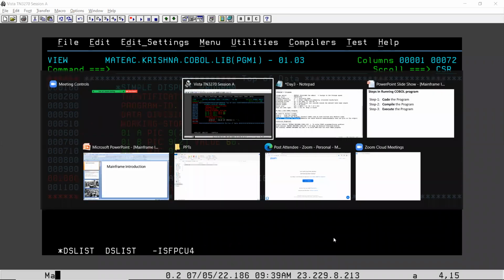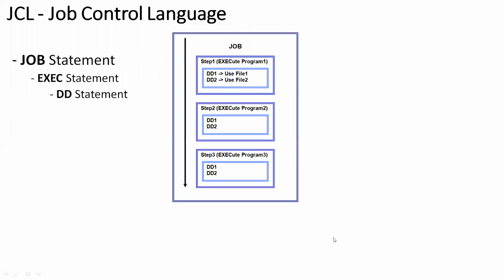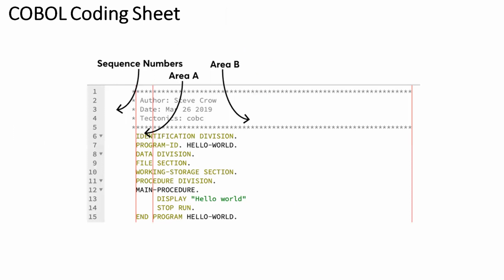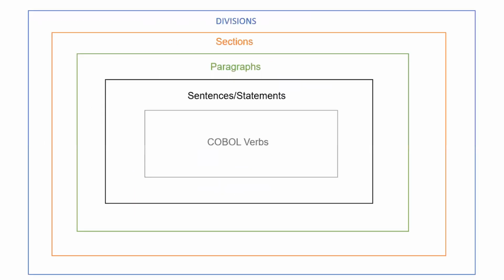So we'll explain what is JCL. JCL stands for Job Control Language. Similarly, it is also a structured language. Just as COBOL has divisions, sections, and paragraphs: divisions, under divisions we have sections, under sections paragraphs, sentences or statements, and verbs, like that.